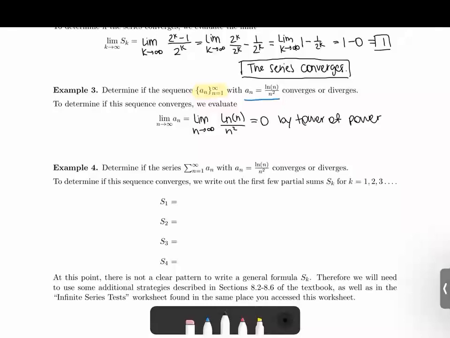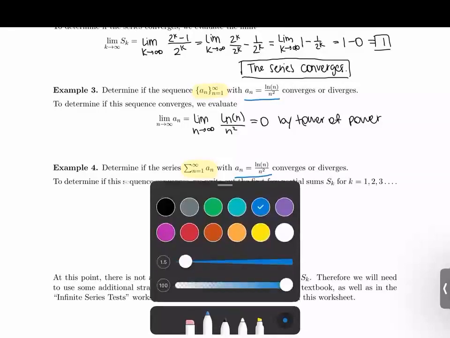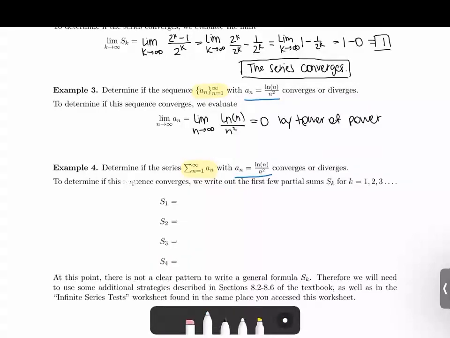Lastly, we're going on to example 4. Again, this is a series, which has that uppercase Greek sigma, and again, we have the same general term as example 3. For a series, to determine if a series converges, there's a typo on my sheet. I will make sure that your sheet does not have this typo.